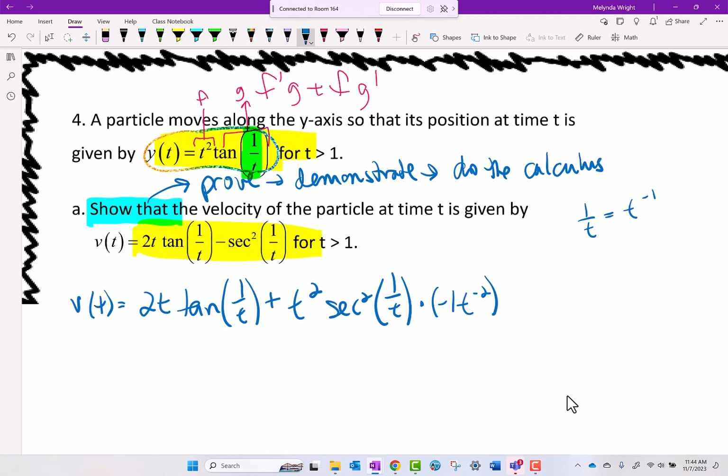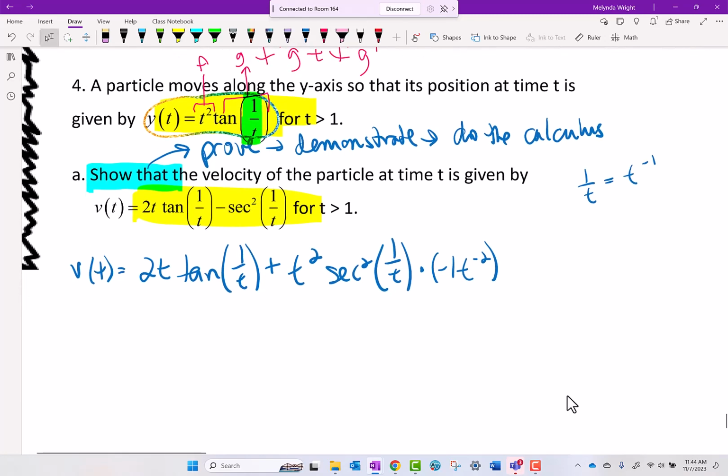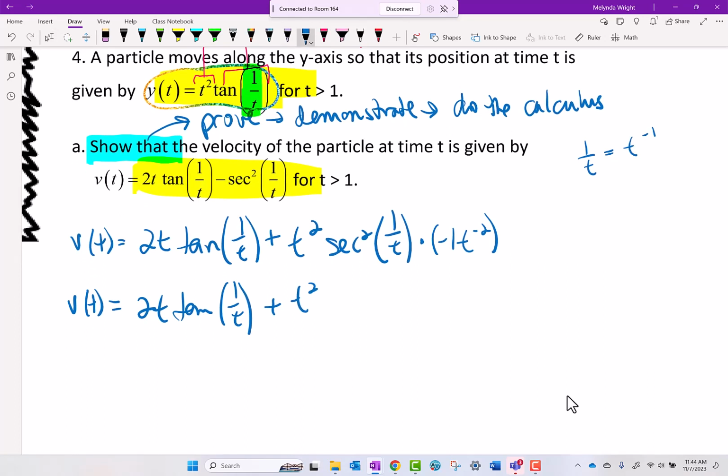Right, are we okay? So that's the run through with the calculus. The next step is just prettying it up with algebra. That's all the calculus. So let's rewrite. Actually, the first part is pretty good: 2t tangent of 1 over t. The second part is a bit of a mess. So you've got t squared, and this part right here I'm going to rewrite and pull up to the front because it's just a variable. So it would be negative 1 over t squared, right? That's what that in blue would be. And then secant squared of 1 over t.